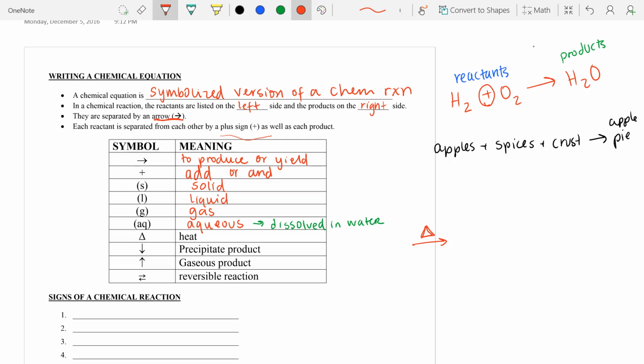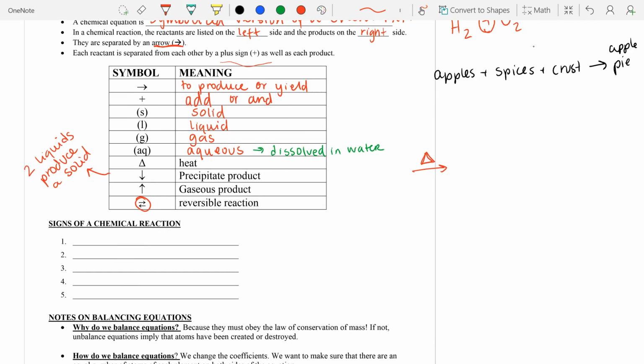This down arrow means a precipitate product. Now remember, a precipitate is when two liquids produce a solid. So that solid was not there before. It's a new thing that's been created. An up arrow means a gaseous product, meaning it's pointed up because gas escapes into the air in the upward direction. And then a double arrow means that it's a reversible reaction, and we'll get more into that in a later unit, but it just means that the reaction can go both ways.